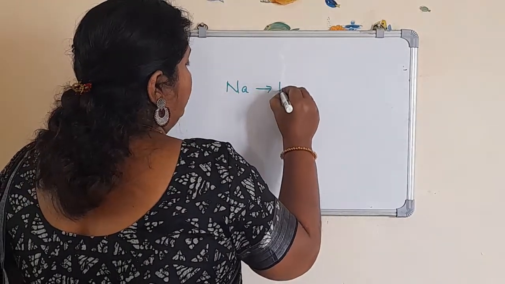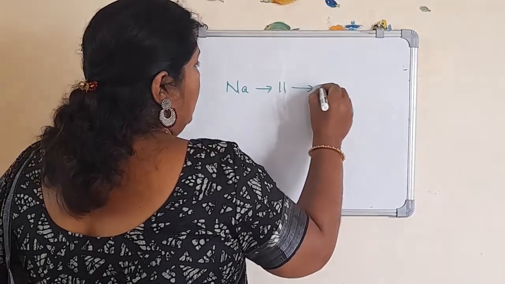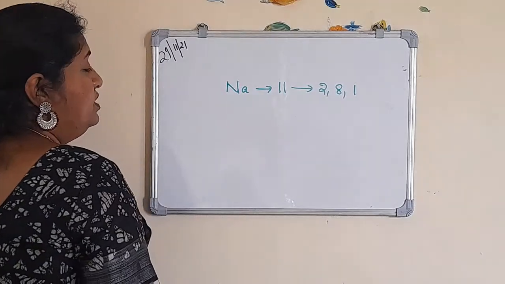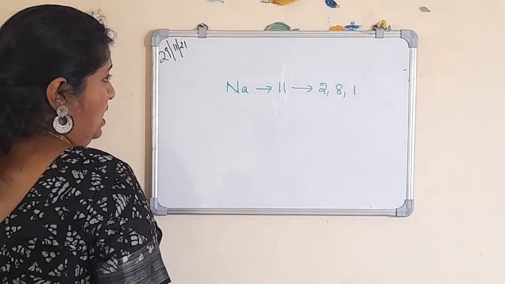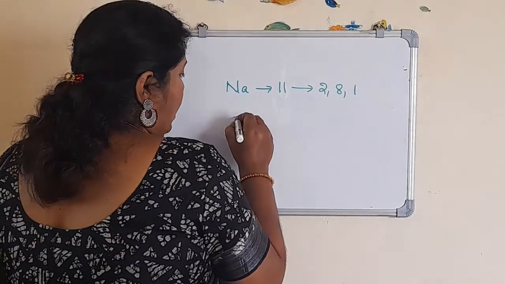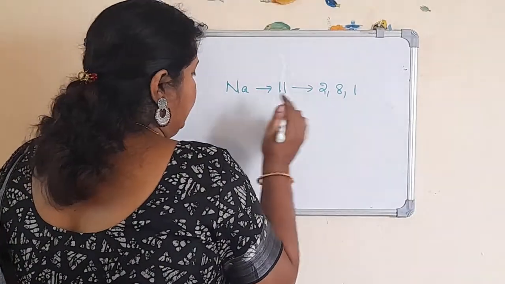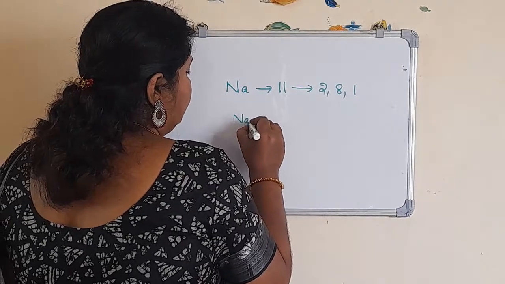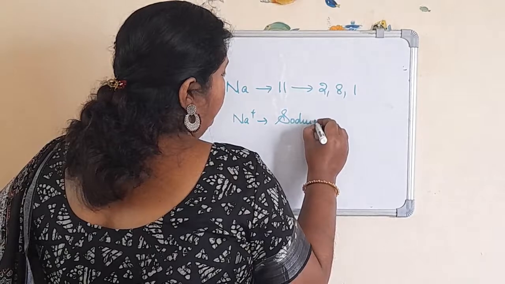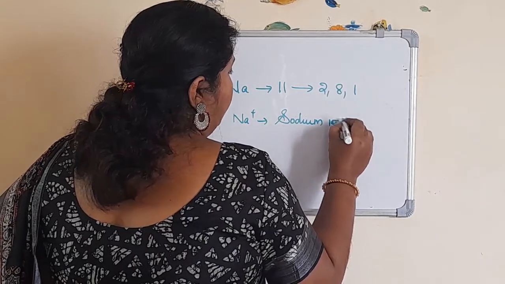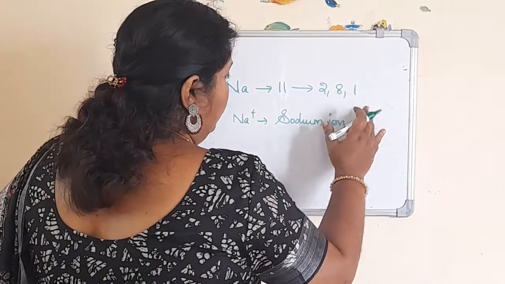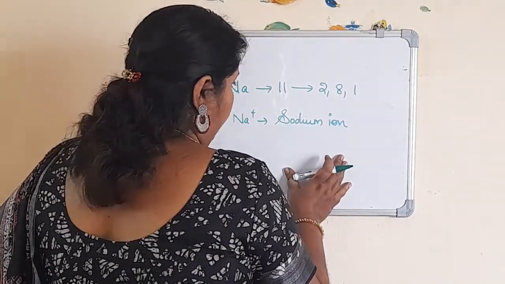Sodium is having atomic number 11. This is 2, 8 and 1. Okay, 2, 8 and 1. So we all know that if sodium is losing 1 electron, it becomes stable state. It becomes Na plus, that is sodium ion. It becomes sodium ion, isn't it? So when sodium loses 1 electron, it becomes sodium ion.